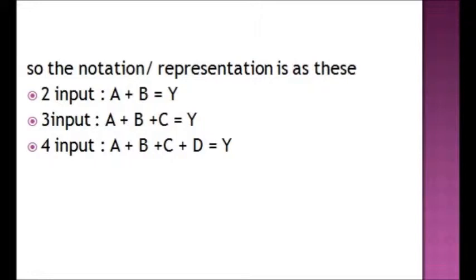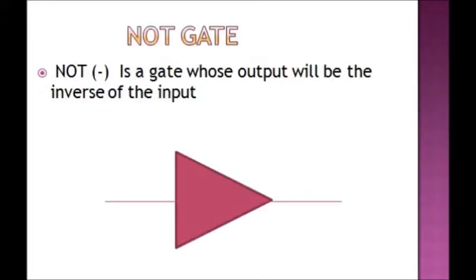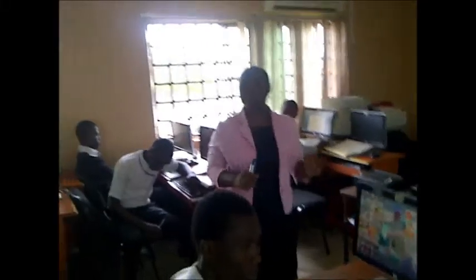Having said this about the OR gate, I will move further to check the third gate, which is our NOT gate. A NOT gate is a gate whose output is always the inverse of the input. That is, if the input is 1, the output is going to be 0. So with this, we will bring our class to an end, and let's have a little revision of what we learned today. We learned about the 3 basic gates today.